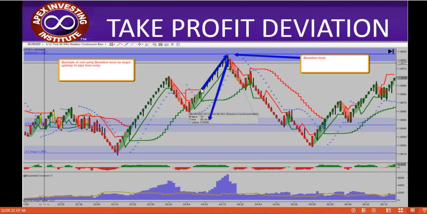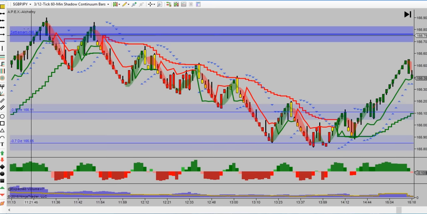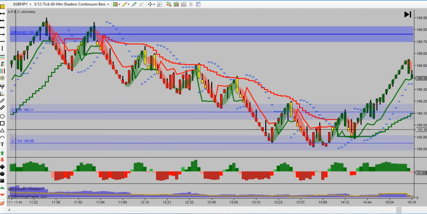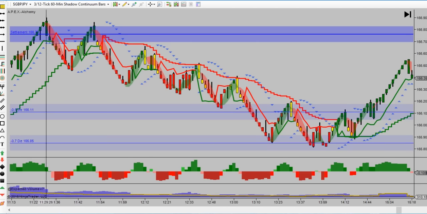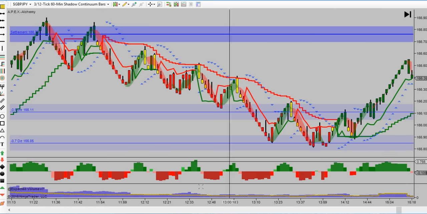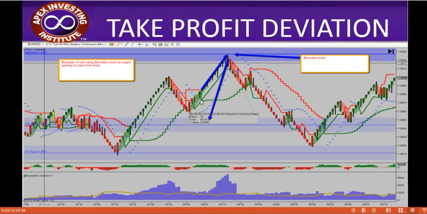The first place we can take profit at when we enter a trade is when the market comes to a deviation level. All right, remember we've talked about deviation levels. Okay, I showed those to you on a couple of charts. Deviation levels can be settlement. They can be 0.5 deviation, 0.7, 1 deviation, and so on. Okay, so we enter a trade and we can take profit at a deviation level.